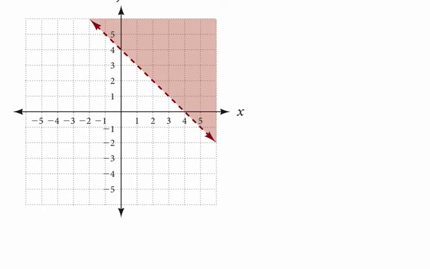All right, our third example has a dashed line with a negative slope and it's shaded above. So let's see what happens here. We have a y-intercept of positive 4.